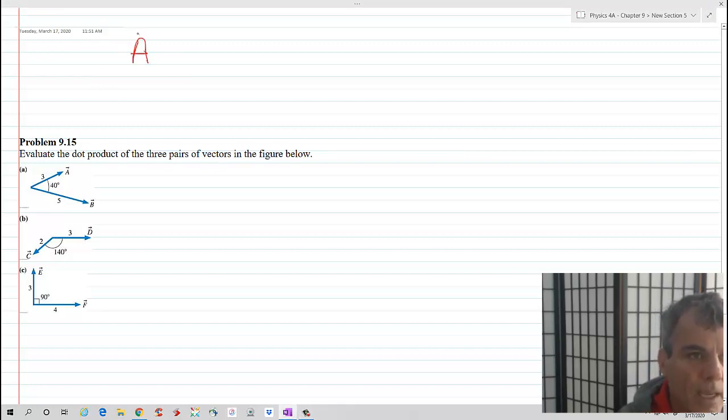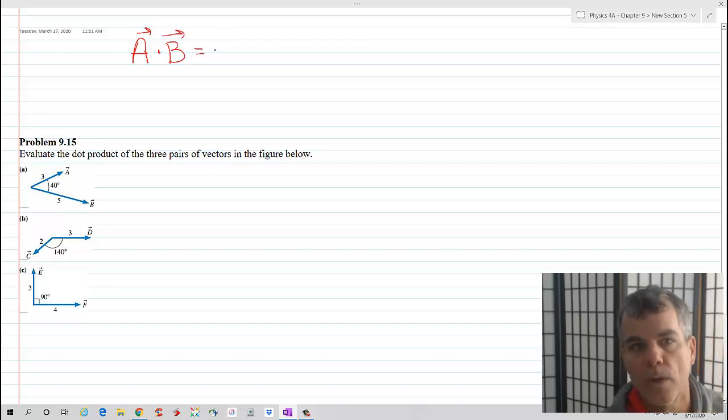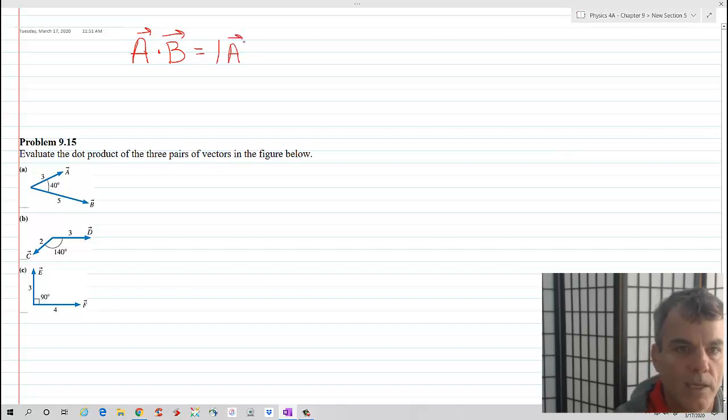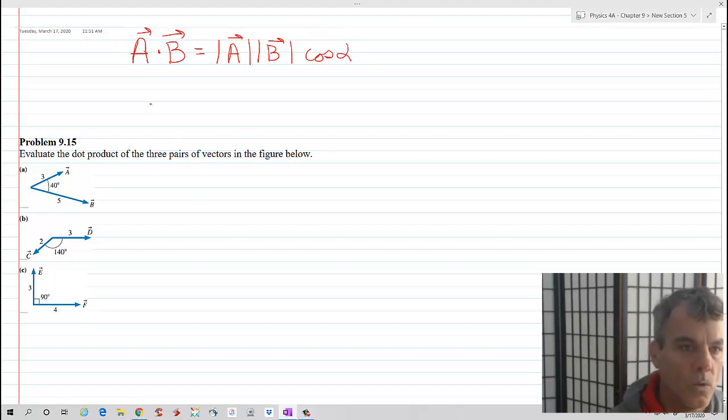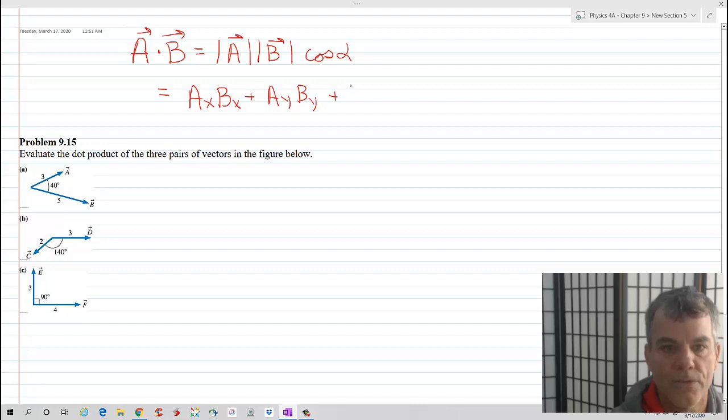So if I have vector A dotted into vector B, so the dot product or the scalar product, two different ways of calculating it. One, it's the magnitude of the first vector times the magnitude of the second vector times the cosine of the angle between them. That's useful if you have the magnitude of each vector and the angle between them. Or it's also given by the x component of A times the x component of B plus the y component of A times the y component of B plus, there is no C, plus the z component of A times the z component of B.